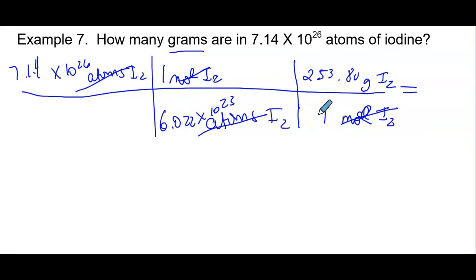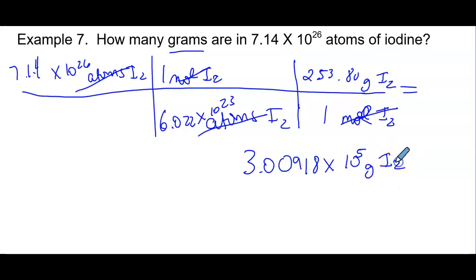So on my calculator, I'm going to take 7.14. Remember, you need to use the EE button or the times 10 button. You should not be using your caret key. So 7.14 EE 26 times 253.8, hit equals, divide by 6.022 EE 23, and I get on my calculator in scientific notation 3.00918 and so on, times 10 to the 5th grams of iodine.